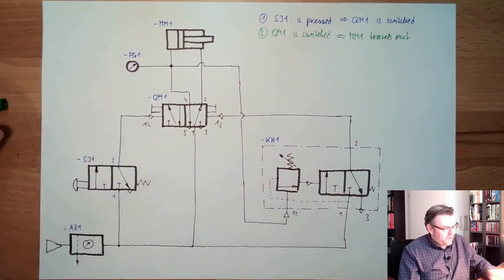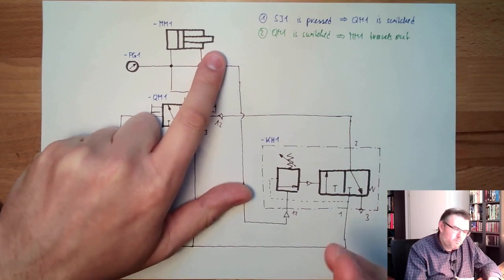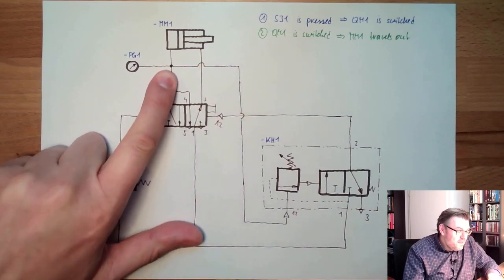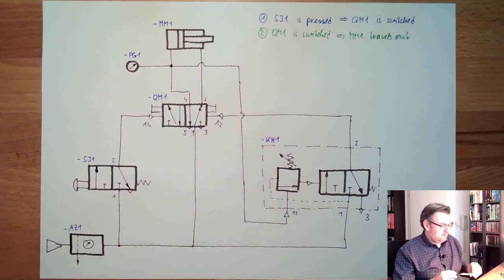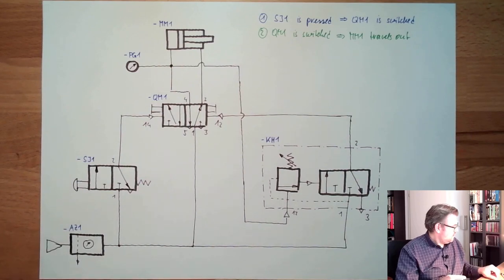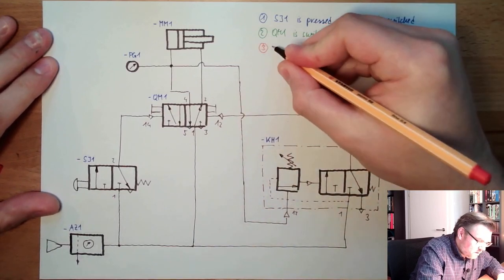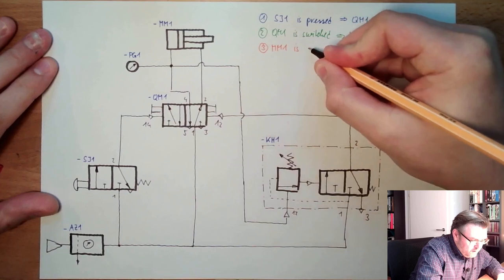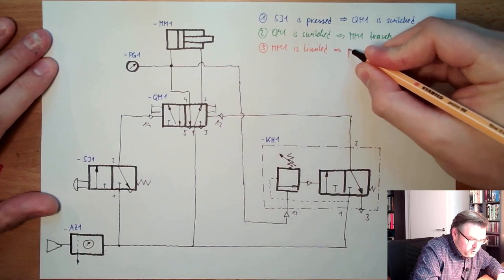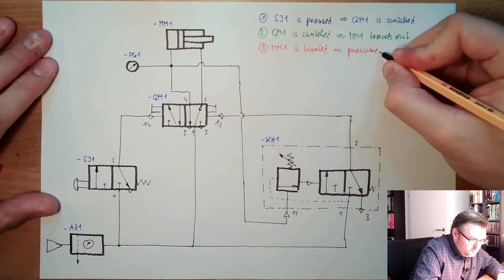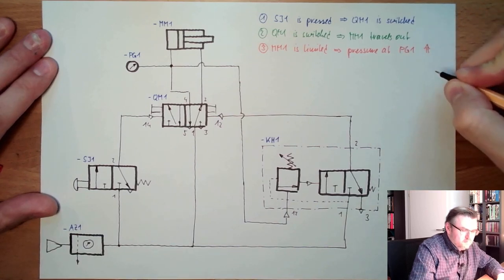Or it will simply be blocked somewhere. Then here the pressure is rising. So let's make it 3: MM1 is limited somewhere at the output. Pressure at PG1 is rising.